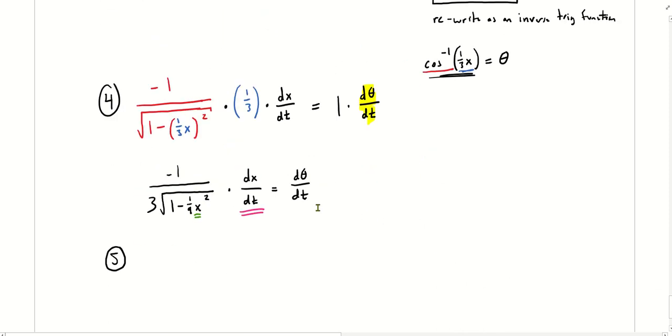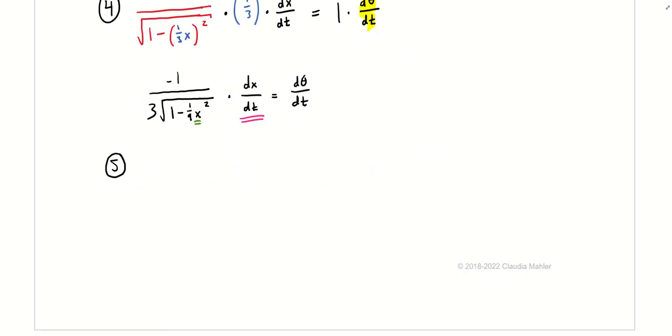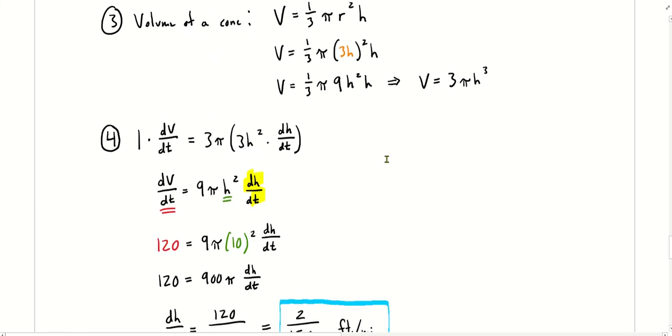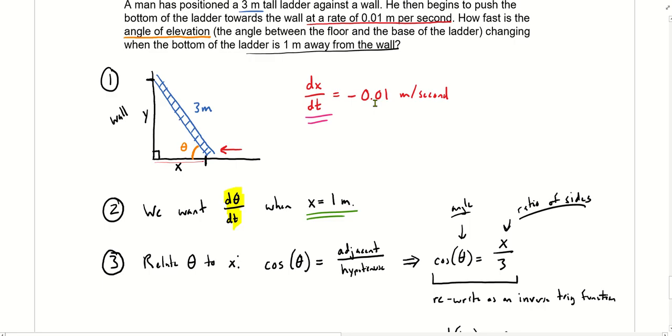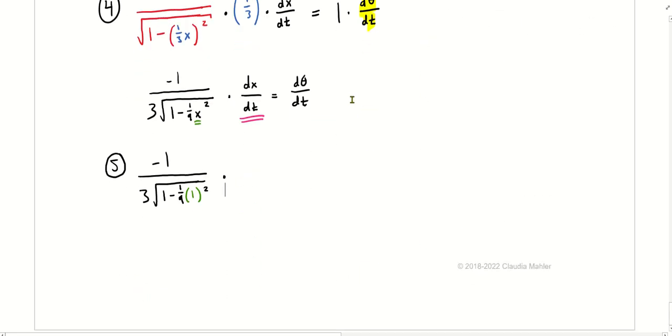So let's see what we've got. I'm going to replace those values. I have negative 1 over 3 times the square root of 1 minus 1/9 times 1 squared. So replacing my value of x times derivative of x with respect to t. We said that was, whoops, I'm going too far. That was negative 0.01. Don't forget that negative. And this whole thing is going to equal d theta dt.